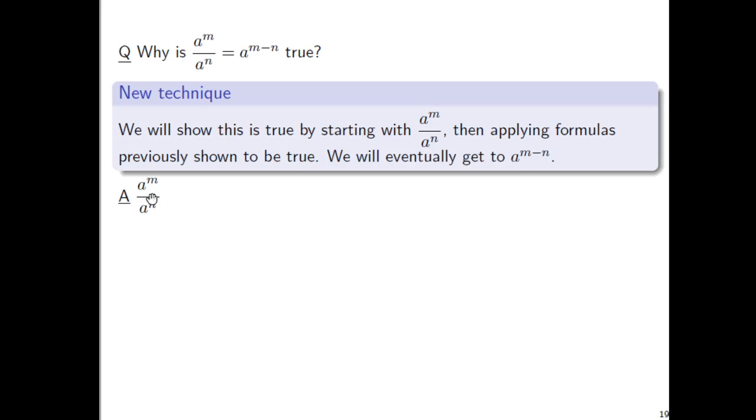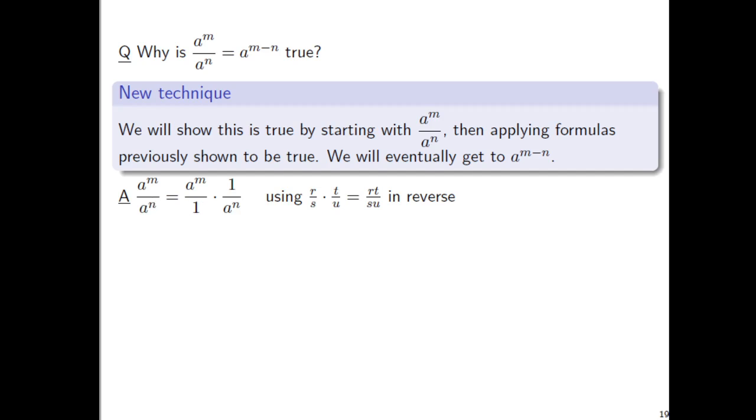So here's how it goes. Take the left side, and this next step looks peculiar, but I'm going to rewrite this as a to the m over 1 times 1 over a to the n. Now what's going on here is if you had these two fractions and you were asked to multiply and simplify, you would just multiply straight across, right? So a to the m times 1 would be a to the m, and 1 times a to the n would be a to the n.